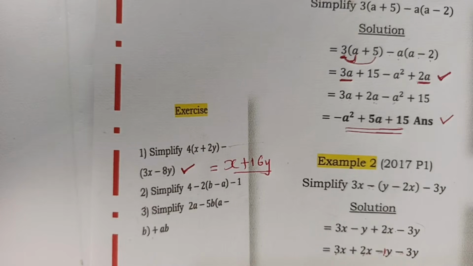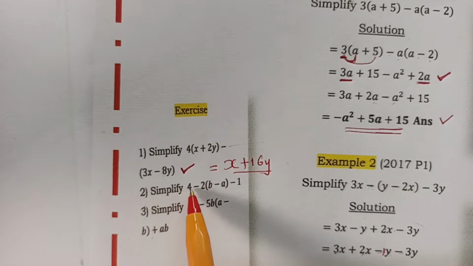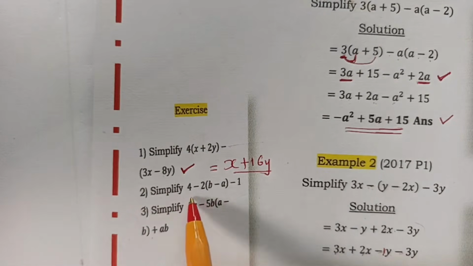So in case you don't know, make sure you practice up until you get this answer. This is the answer you must be getting. All right, so let's go to the next question. The next question that we are doing right now is to simplify 4 minus 2 open bracket b minus a close minus 1. What answer are you getting?